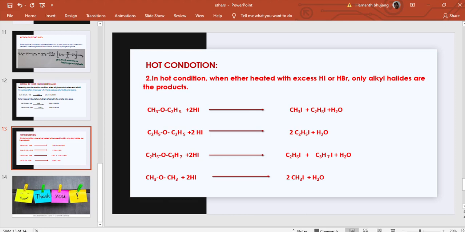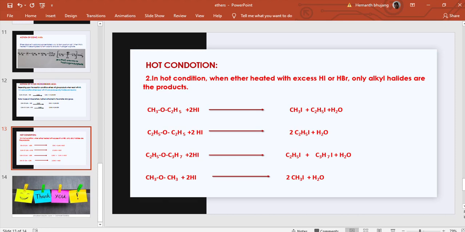With mixed ethers in hot condition, again there is no problem in writing the product. Why? Because both the alkyl groups are converted into alkyl iodides. So this CH3 is converted into methyl iodide, and the ethyl group is also converted into ethyl iodide, and we have a byproduct water molecule. One more example, C2H5O C2H5. When this reacts with 2HI, the two alkyl groups are the same, so I can write 2C2H5I plus water.